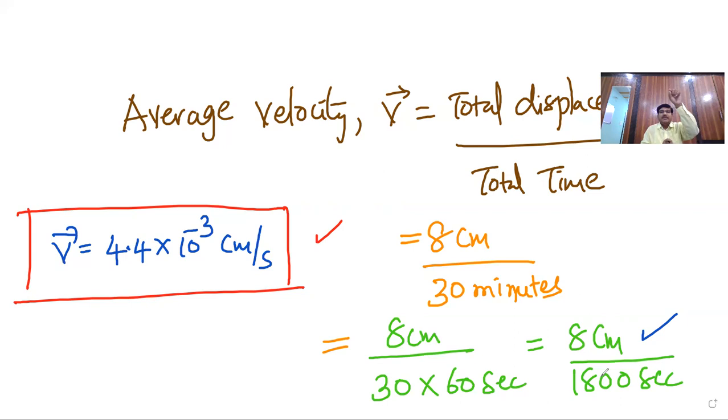So total displacement is in between initial point A, final point B. That is the diameter of the clock. R is the length of the minutes hand. So 2R is the complete displacement, shortest distance between A and B, initial and final point. Clear? So displacement 2R divided by time 30 minutes. Converting 30 minutes into seconds, 1 minute is 60 seconds. So finally on simplification. Clear? Now let us take up another problem.